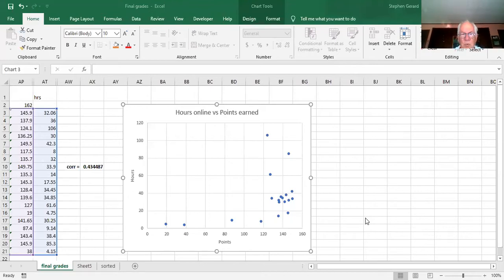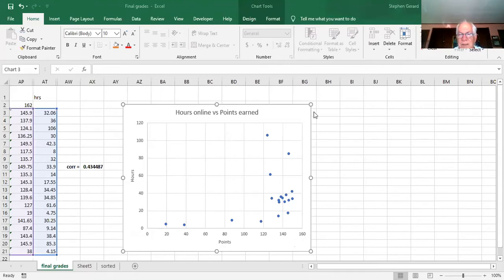What I did with the hours versus points earned in the class is I developed what is called a scatter plot. That's what this thing here is. It's a scatter plot, and the correlation is 0.43. This is what those same numbers I showed you earlier look like in a scatter plot, with the points that the people earned down here at the bottom, and the hours they spend in a class up there.